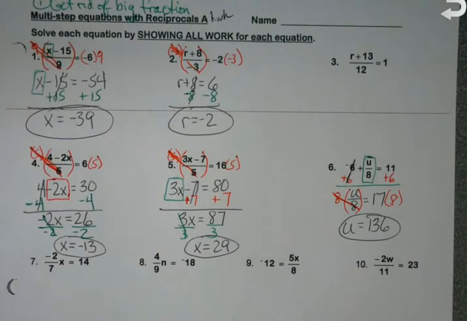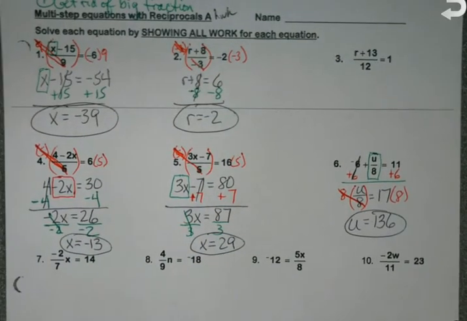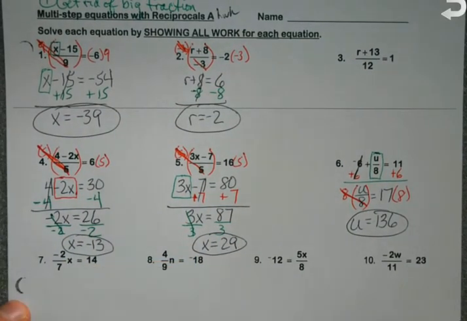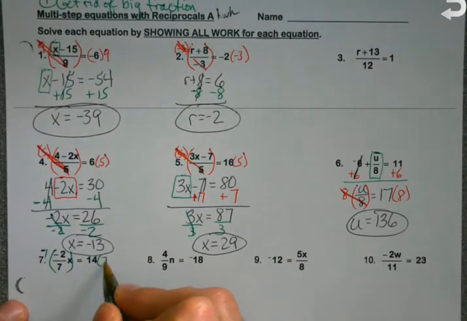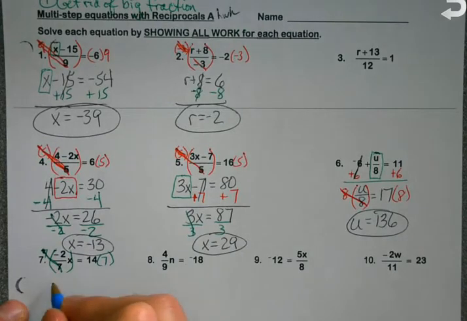Okay, now think about it like we did with the other one. How do I get rid of the fractional part? I'm going to times by 7. So that negative 2 is still there. It hasn't gone away.